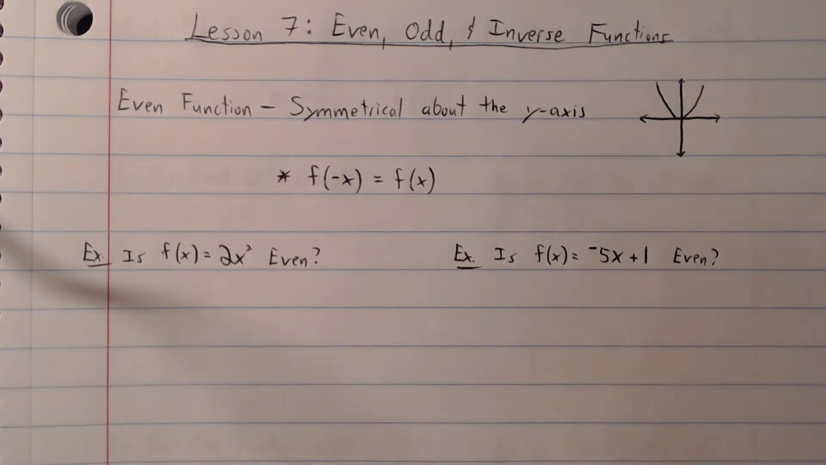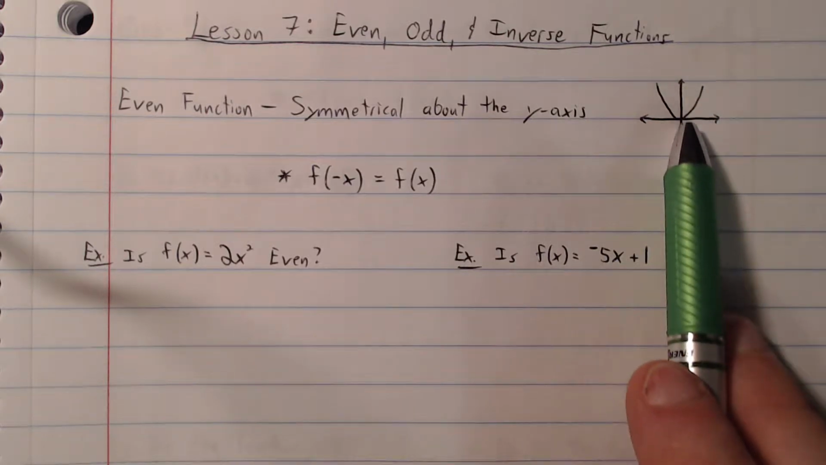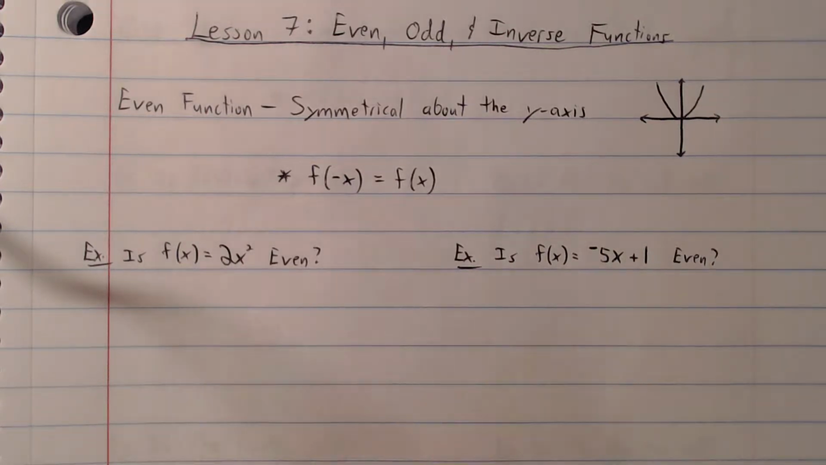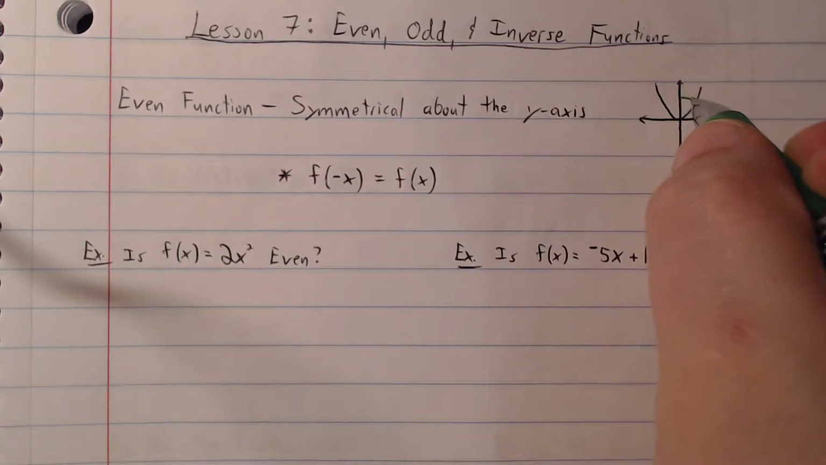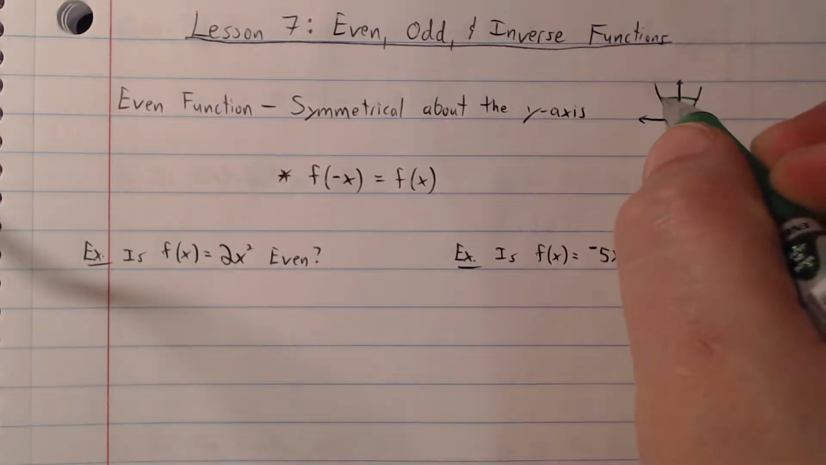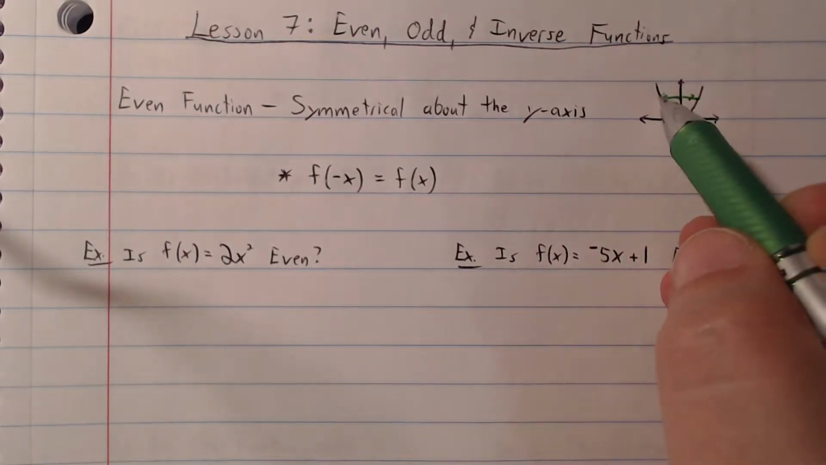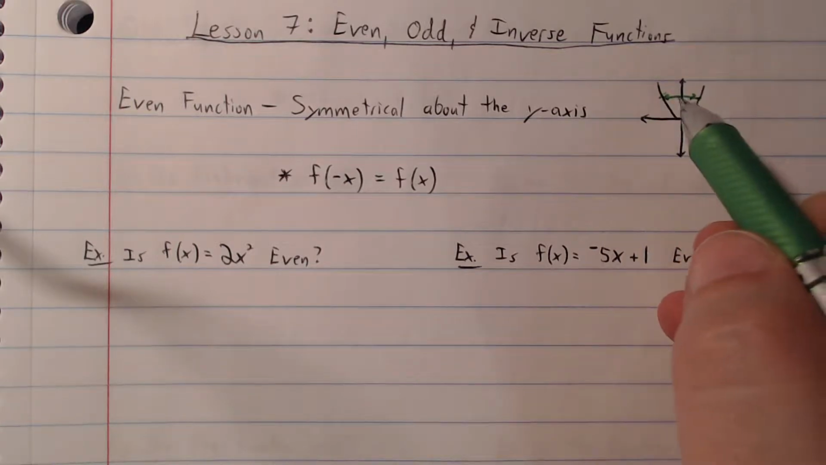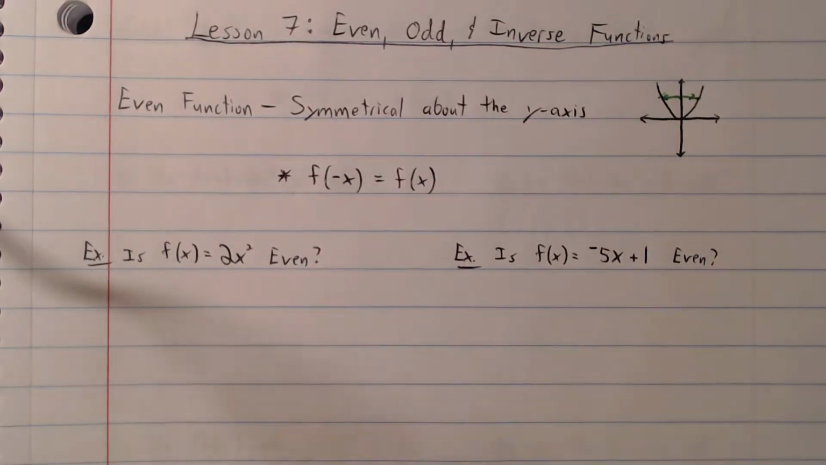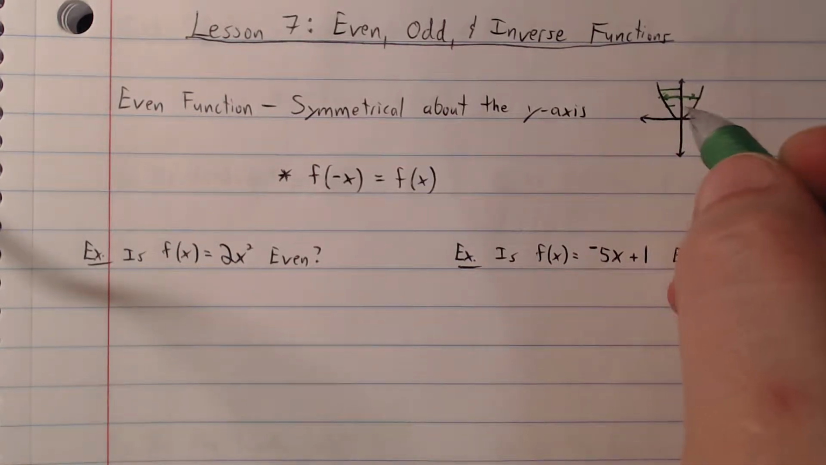Visually, if you take a look over here, you notice that we have our y-axis running vertically, and something that would be considered even would have the same distance on either side of that y-axis. So this point right here, let's say that it's so many units away on this side of the y-axis, it would have to be the same number of units on the other side. And we would want that throughout the entire function.